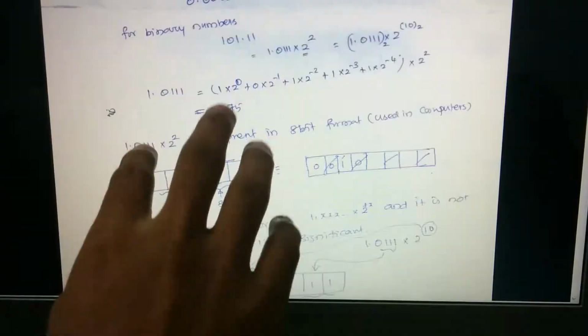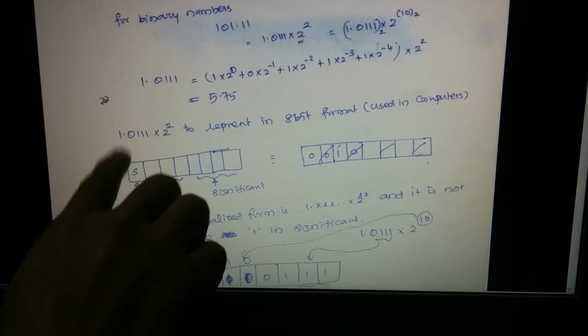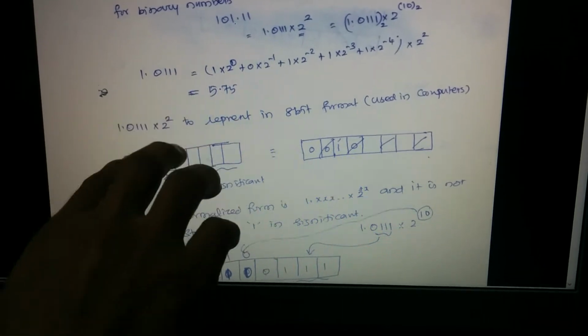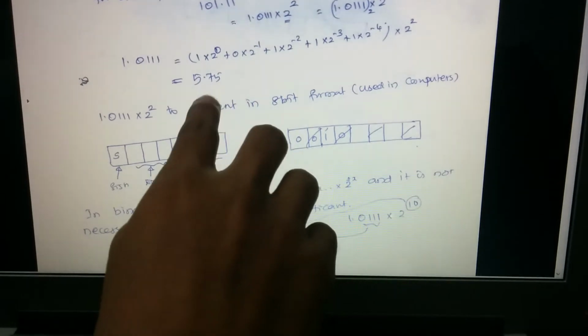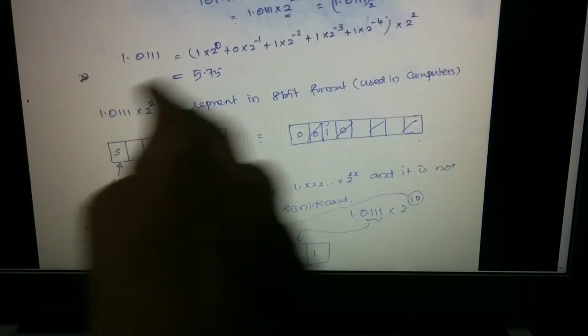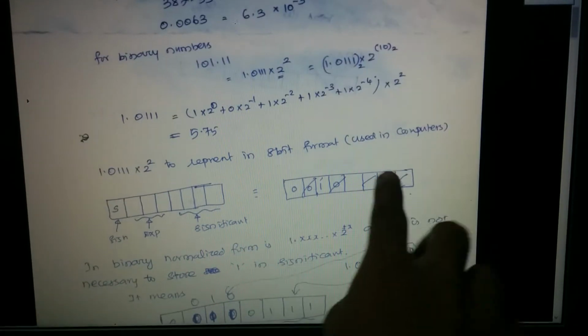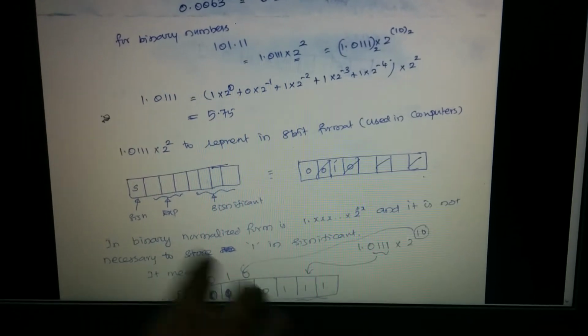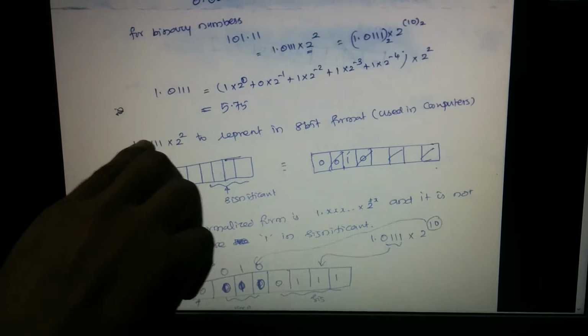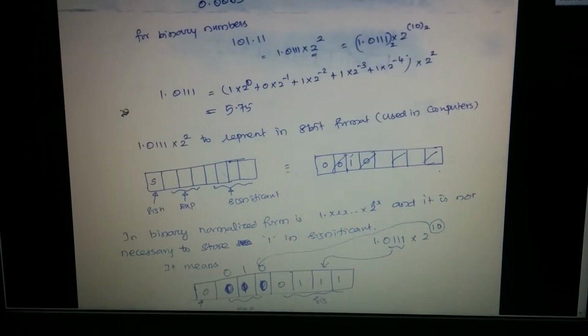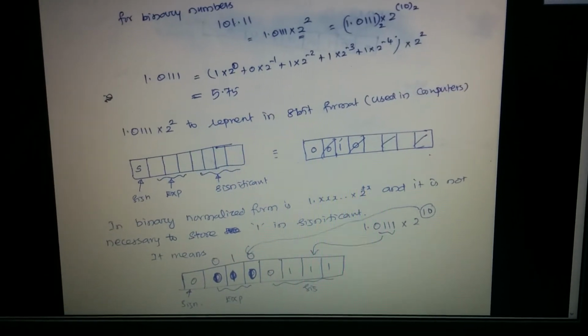The sign of this number is positive, so we place the sign bit as 0. The exponent of this number is 2, so we convert the 2 into a 3-digit number, that is 010, and we place it in the exponent bits. The significant bits are 011. This is the basic 8-bit format which we are going to represent.